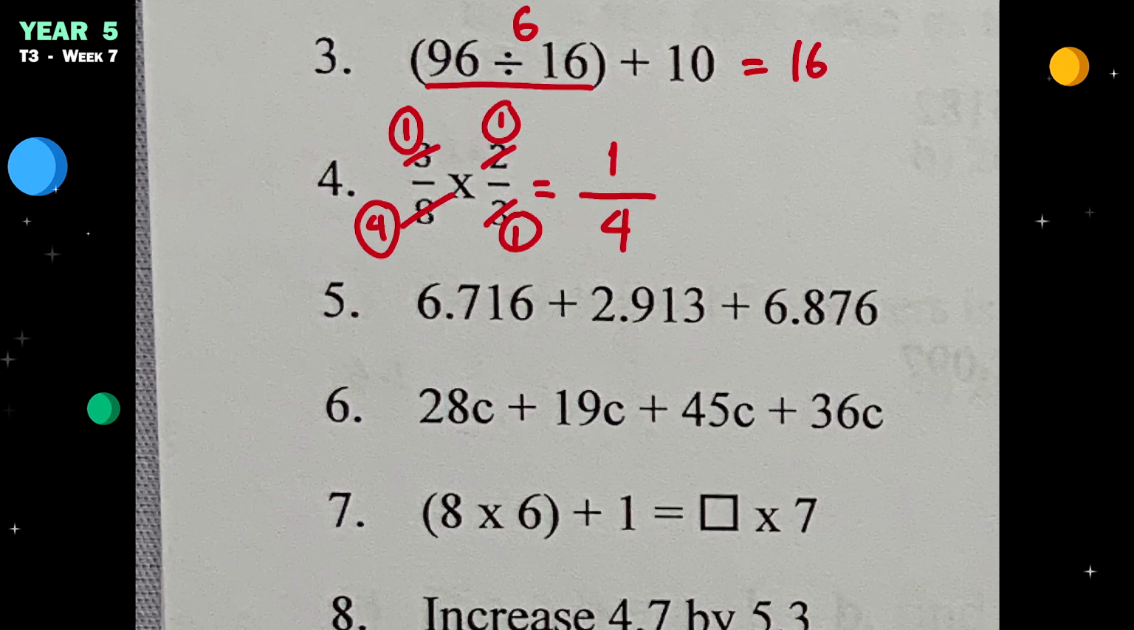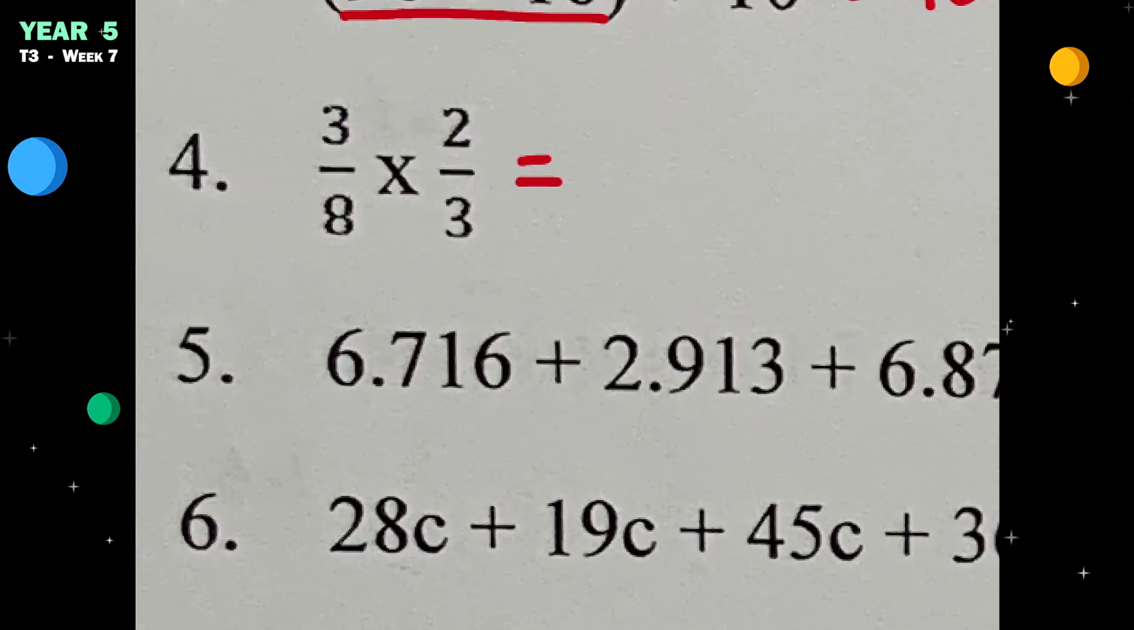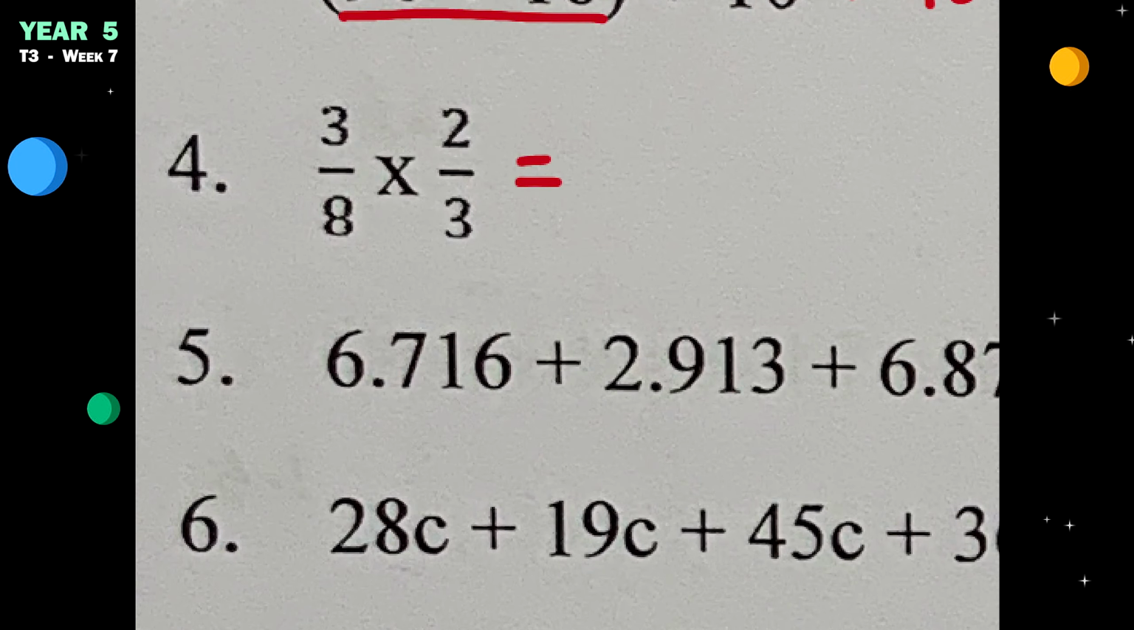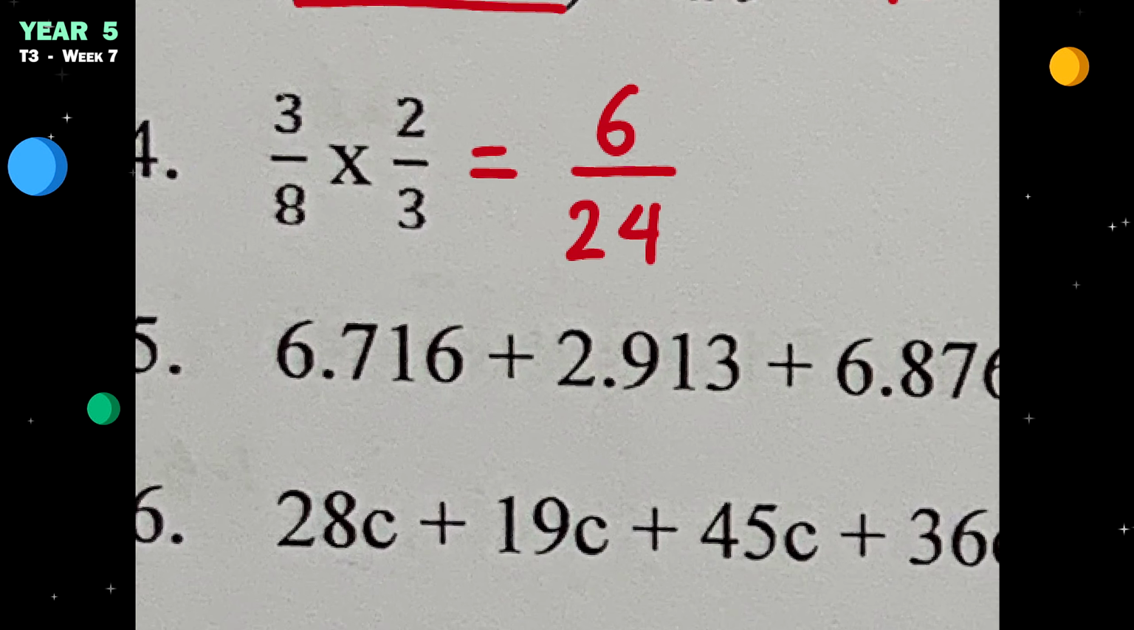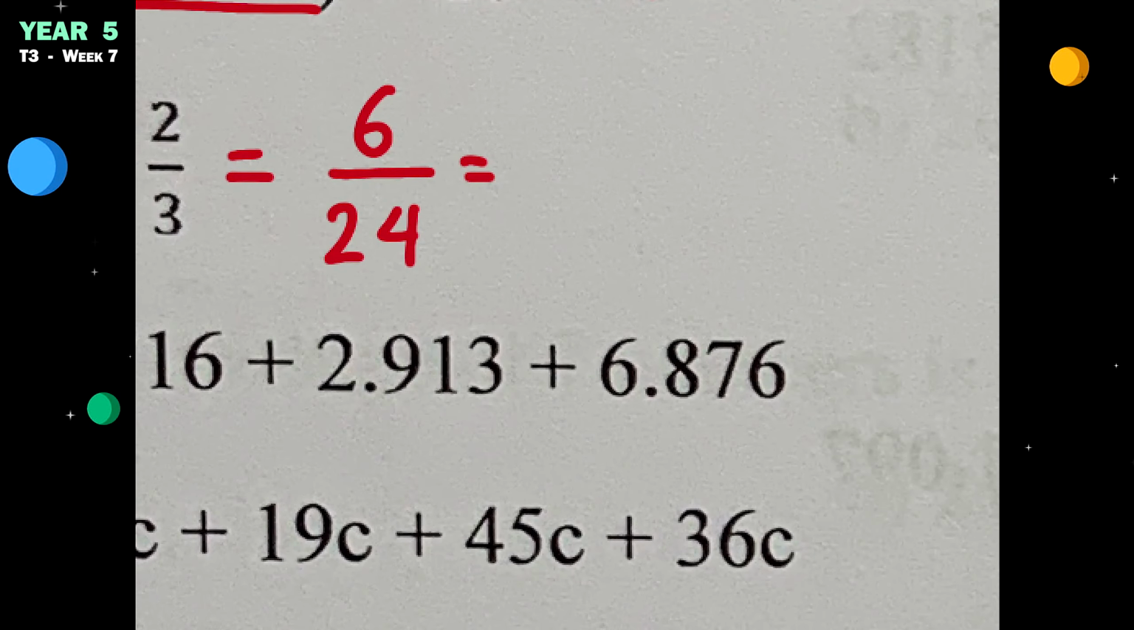If you had done it the other way, let's pretend we didn't know this way, and we just do it the long way. When you multiply fractions, just multiply across. So 2 times 3 is 6, and 3 times 8 is 24. And then you try to simplify this. What can I divide both of these by? Well, 6 and 24, I can divide them both by 6.